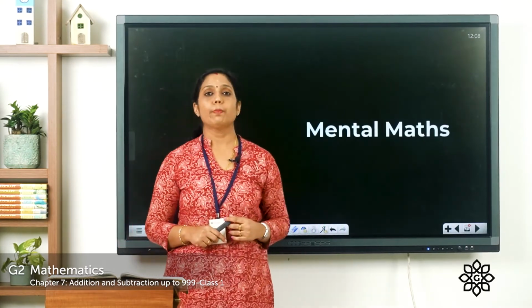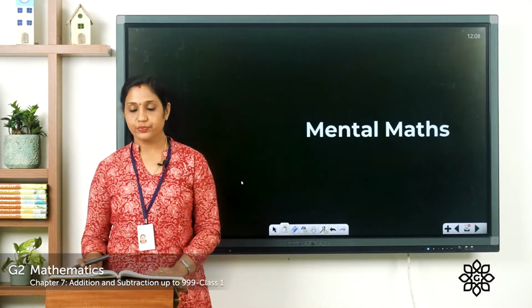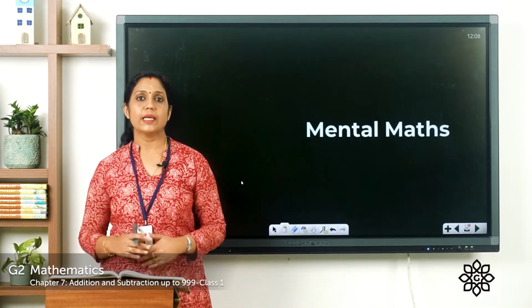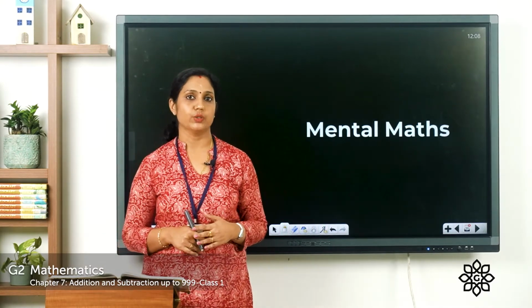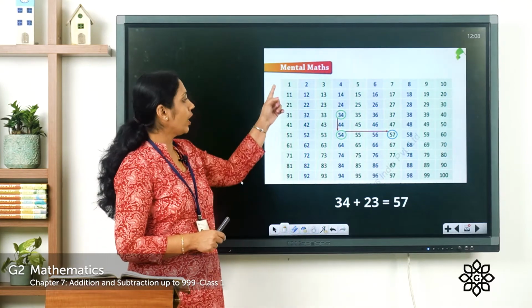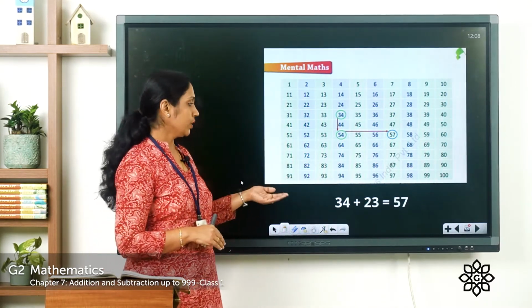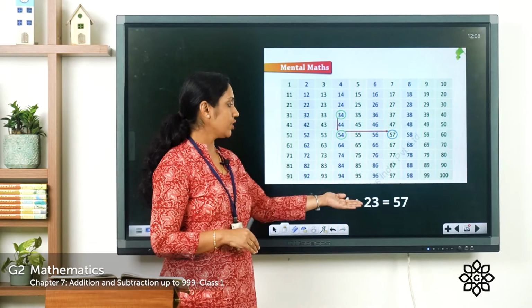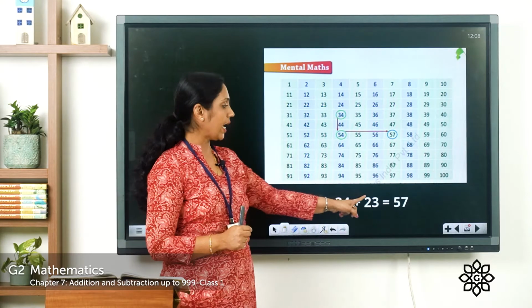Now let's move on to mental maths. In your textbook, page number 95, you can see mental maths. So we are going to add mentally. Let's see how we can do that. Here in the text, you have the numbers from 1 to 100. And we have to add 34 plus 23. So first we have the addends 34 and 23.